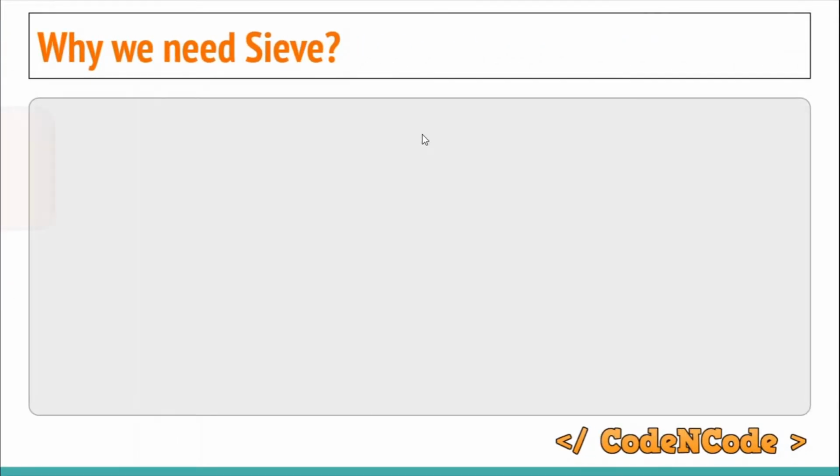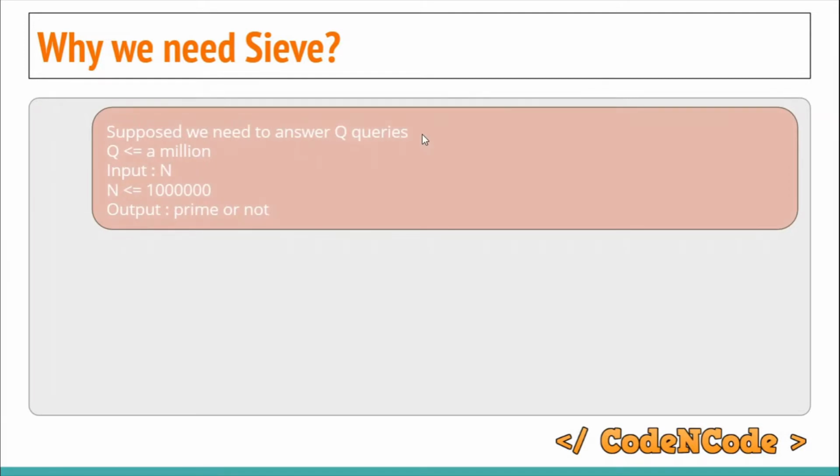Why do we need Sieve? First of all, suppose you are given Q queries, where Q is roughly 1,000,000, and in each query you are given an input n which can be as large as 10 to the power 6, and each time you have to print whether the given number is a prime number or not.